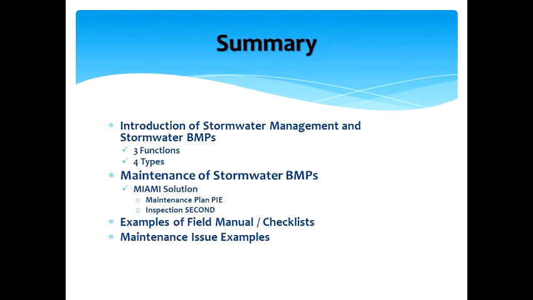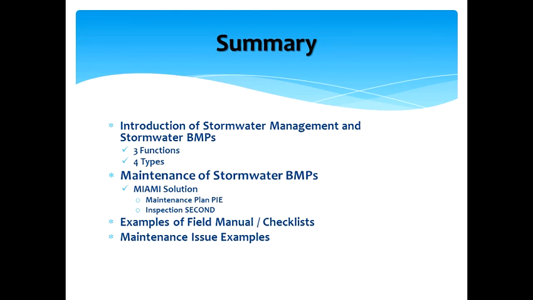Let's summarize the presentation regarding maintenance of stormwater BMPs. In Part 1, we talked about the reasons we need stormwater management and the basic functions and types of stormwater BMPs. The basic functions include pollution control, flood control, and erosion control. Also included is groundwater recharge. The types of stormwater BMPs, which we've categorized for the purpose of maintenance, include the dry basin type, the wet basin type, the vegetative type, and MTDs, which are manufactured treatment devices.